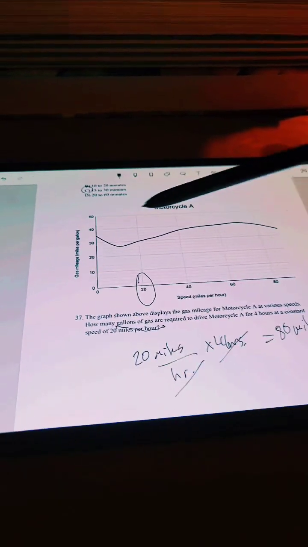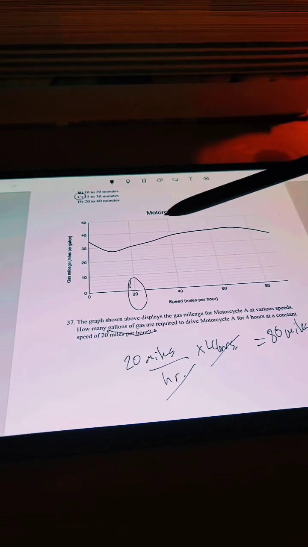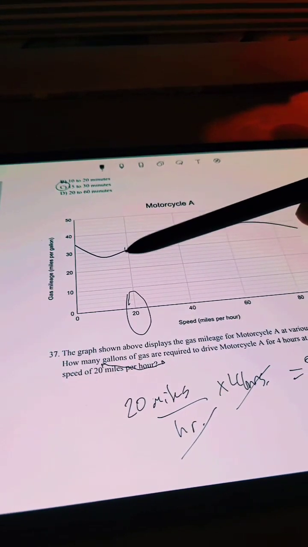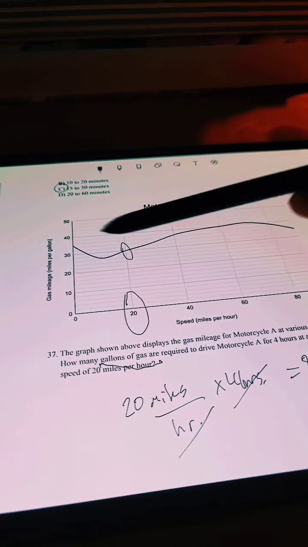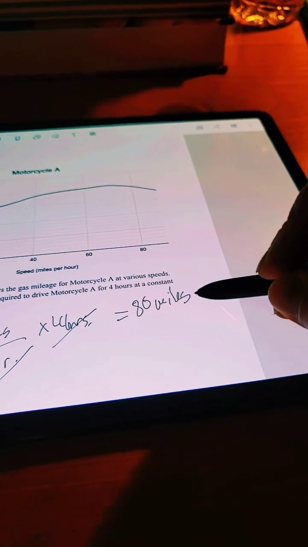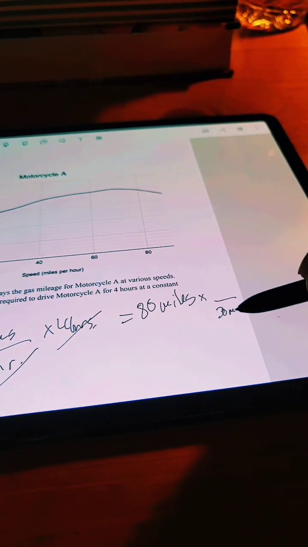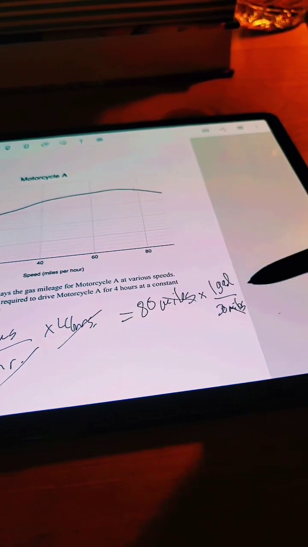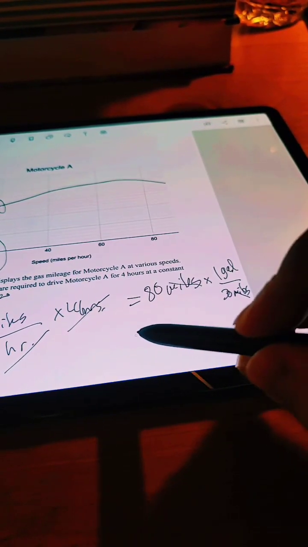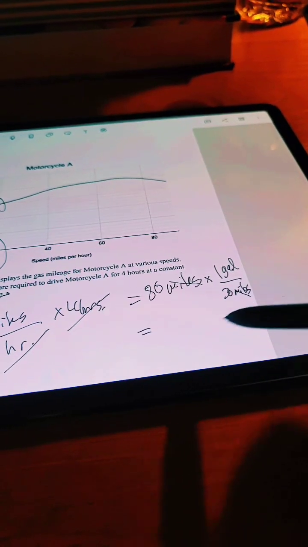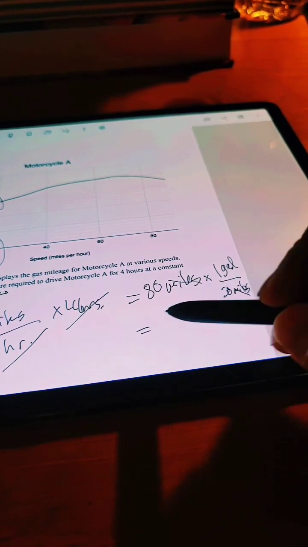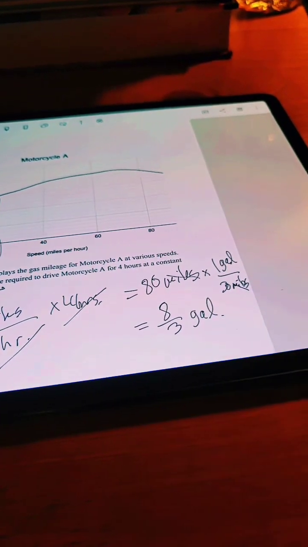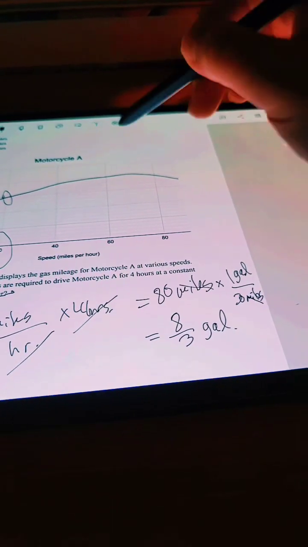80 miles. And then at the 20 mark, the gas mileage would be right here, so that's 30 miles per gallon. So then we would have 30 miles for every 1 gallon, so miles and miles cancel out to leave us with how many gallons. So it would be 80 over 30 gallons, which you could cancel out the zeros and make it 8/3. So that's your answer.